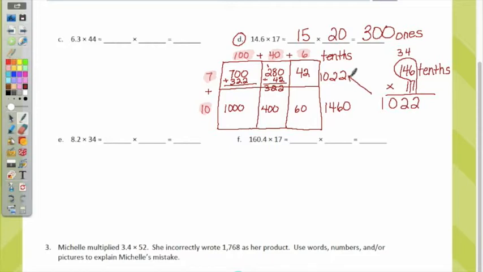Yep. I'm feeling confident. Okay, X's and O's. Oh, this is nice. Yeah. We like ones, don't we? Yeah. Do I have a match? Yes. And this is tenths, right?